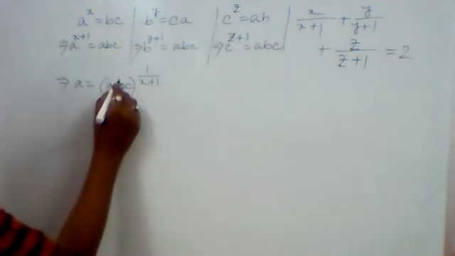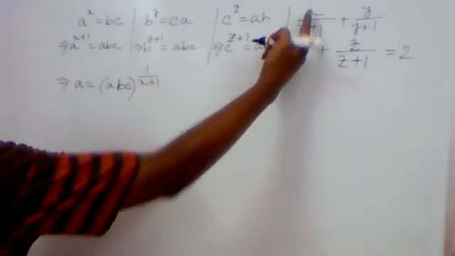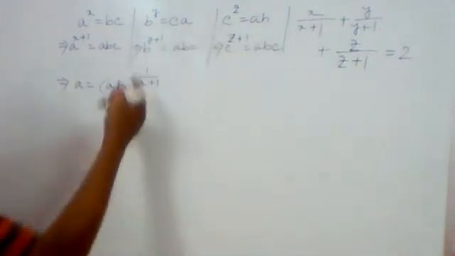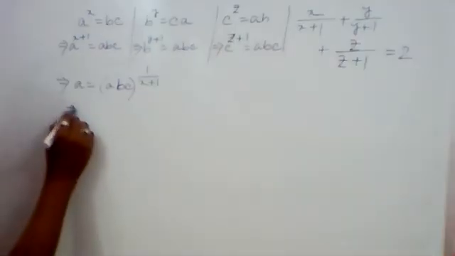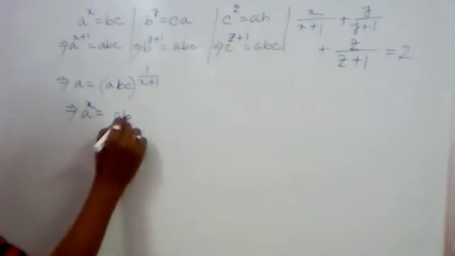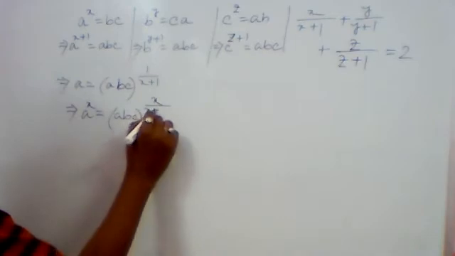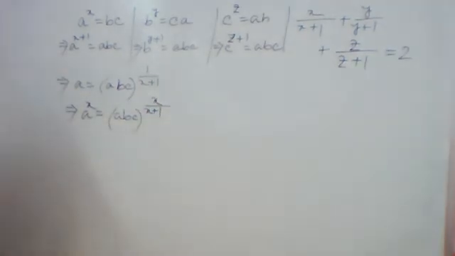So we have already one power 1 by x plus 1. Here it is x by x plus 1. So we need x by x plus 1. So let us take the xth power. So it will be a to the power x equal to (abc) whole to the power x by x plus 1. Very simple.